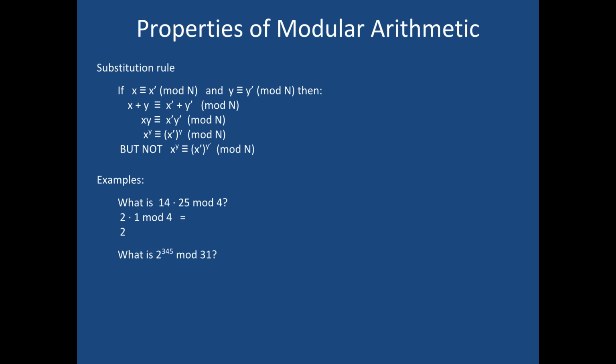Okay, what about 2 to the 345 mod 31? Now the substitution rule for exponentials says that you can replace the base of the exponential with anything that's congruent to it mod 31. But it looks like anything we replace 2 with would be bigger than 2. Doesn't seem useful. So there's a little trick here. Your spider sense should tell you to be suspicious when you see the modulus is 1 less than a power of 2.